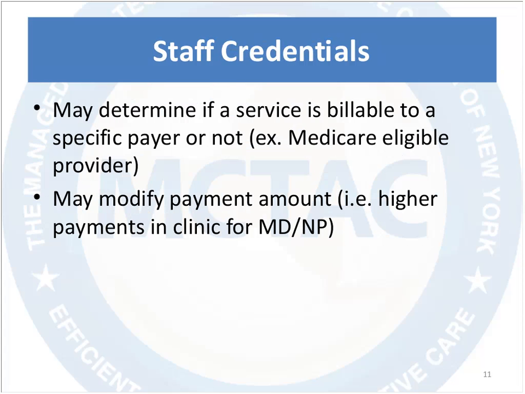The other thing that we need to take into consideration is our staff credentials. They may determine if a service is billable to a specific payer. The classic example of this is a Medicare-eligible provider providing services to a Medicare client. You may also have private insurance contracts that require a certain staff credential based upon a certain service. And also, staff credentials are important in modifying payment amounts, particularly in the modifiers that increase your payments in clinic for physicians, psychiatrists, and nurse practitioners.